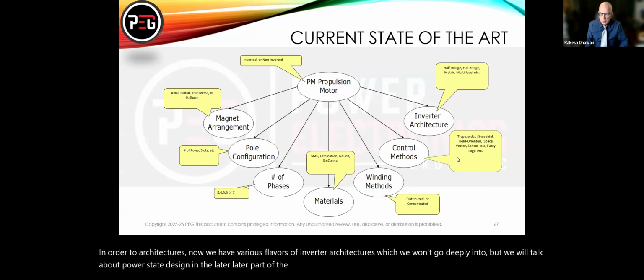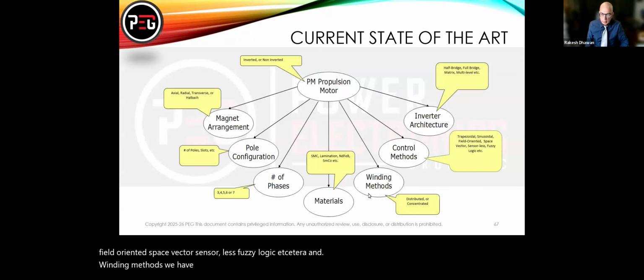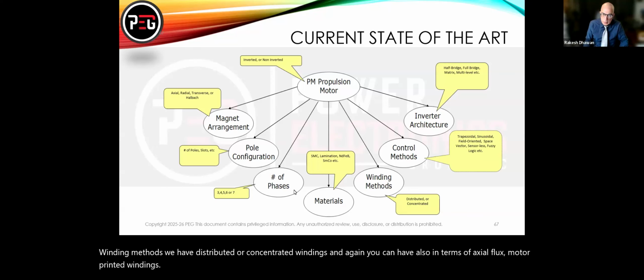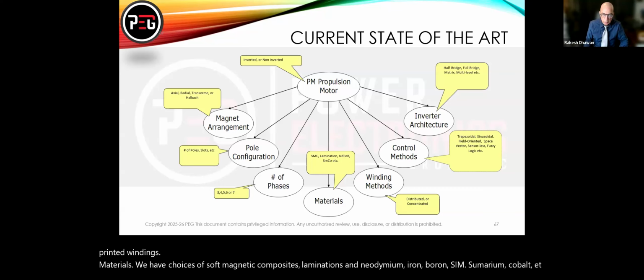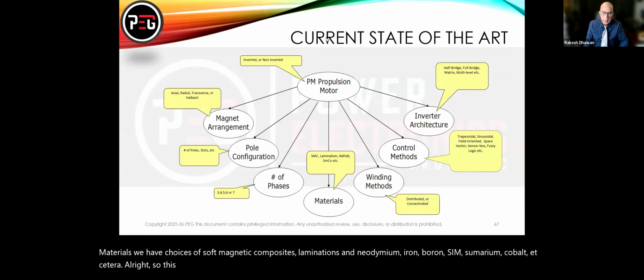In terms of control methods, we have trapezoidal, sinusoidal, field-oriented, space vector, sensorless, fuzzy logic, etc. And winding methods, we have distributed or concentrated windings. And again, in terms of axial flux motors, you can also have printed windings. Materials, we have choices of soft magnetic composites, laminations, neodymium iron boron, samarium cobalt, etc. All right, so this is the world we have.